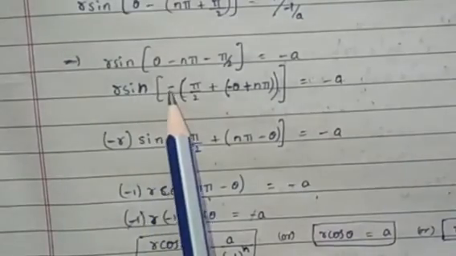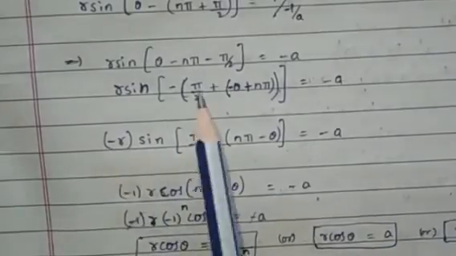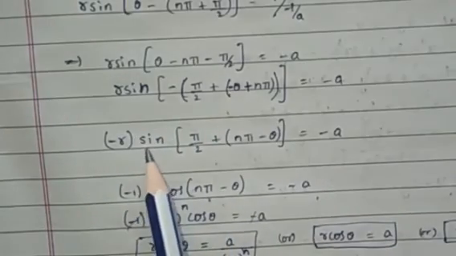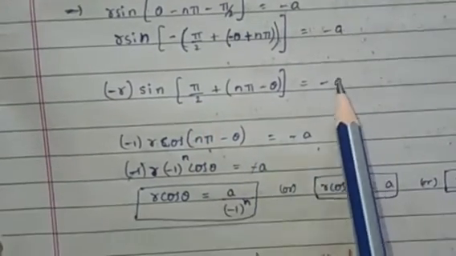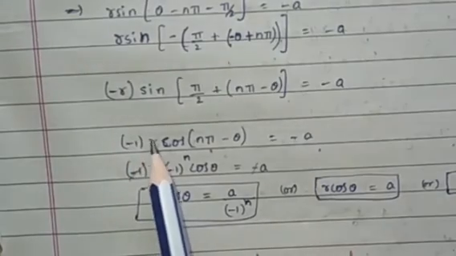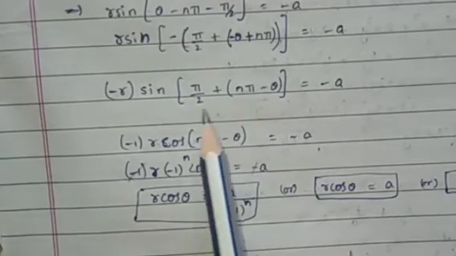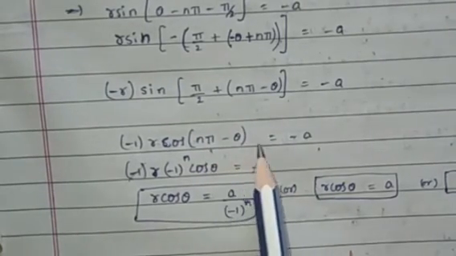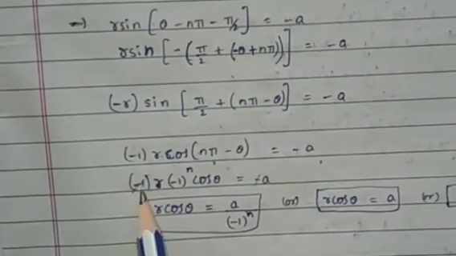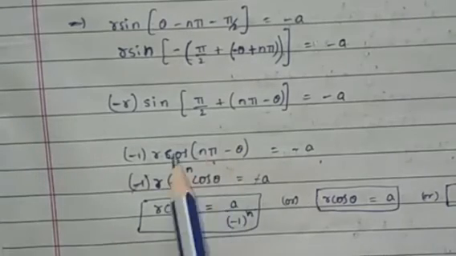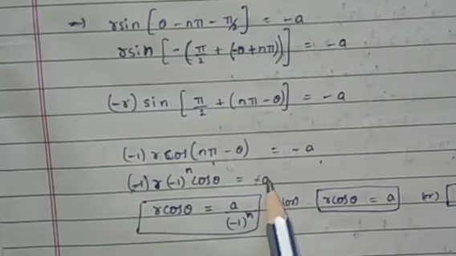Okay, the next. Sine of minus theta is minus sine theta. So we write this as minus r sine of pi by 2 plus n pi minus theta, which is equal to minus a. Minus r means minus 1 into r. Sine 90 plus theta is cos theta. Cos of n pi minus theta, which is equal to minus a. Next, minus 1 into r into cos of n pi minus theta is minus 1 whole to the power n cos theta, which is equal to minus a.